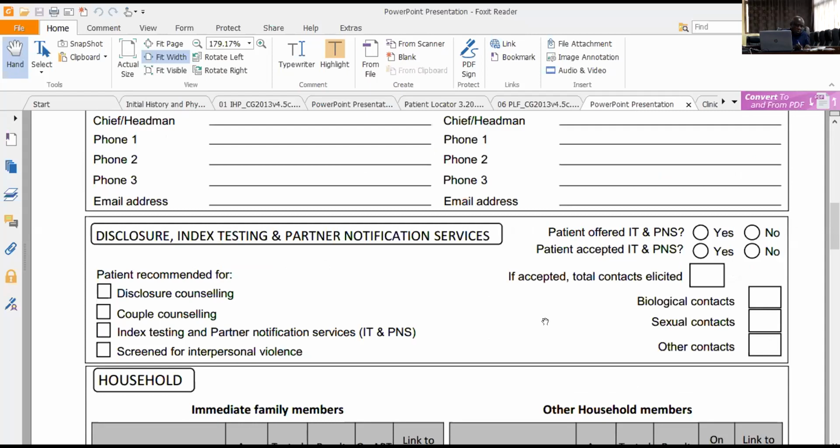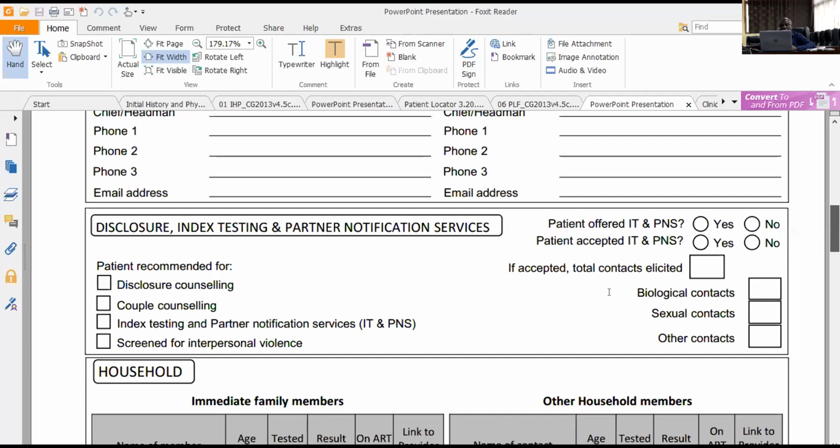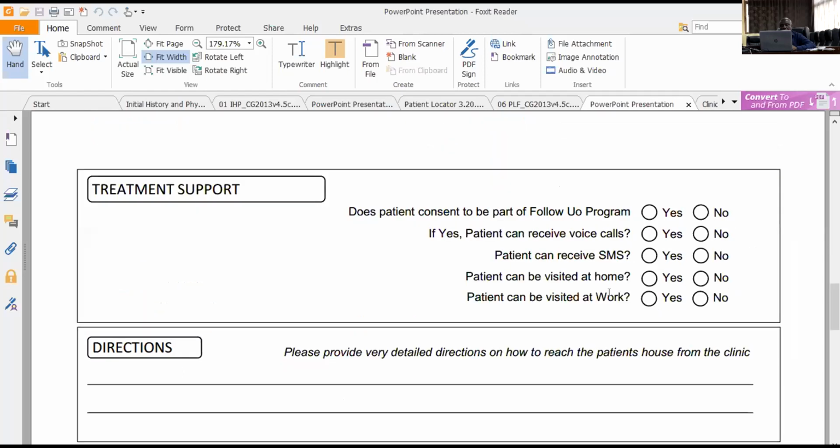Yes, good afternoon. My question is on the part for treatment support that we were just looking at. For the questions related to the treatment supporter, when will they be answered? Because I'm sure most of the time, once tested, the client will be alone. The treatment supporter at that moment won't be with that person, unless it's a child. So how will this part be handled?